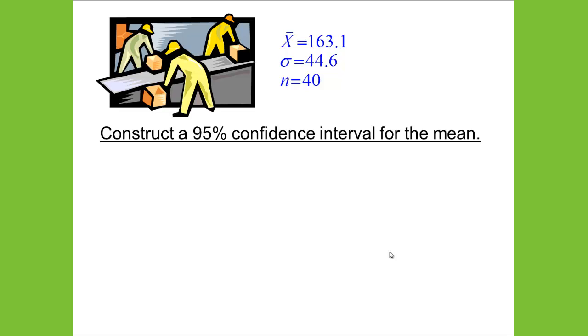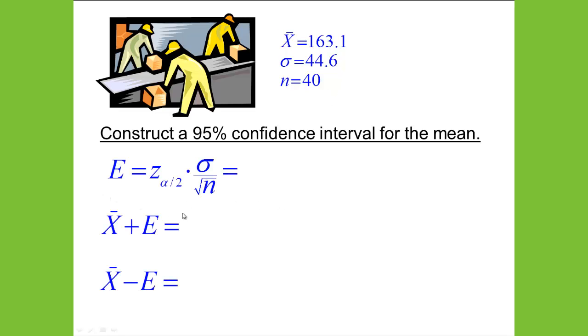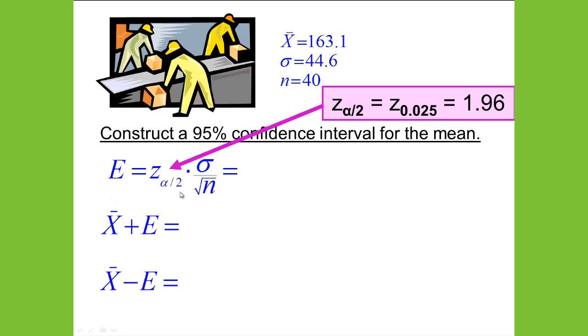Now, here are our numbers again. X bar equals 163.1, sigma equals 44.6, n equals 40. Here are our formulas, and we know that z alpha divided by 2 equals z sub 0.025, which is equal to 1.96. What is that z value?